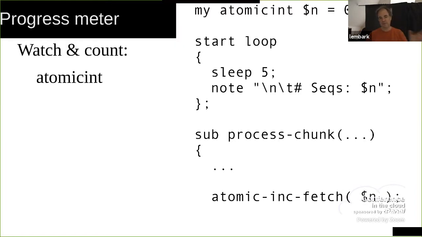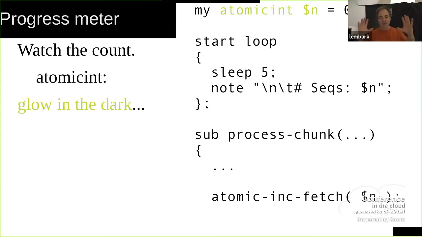So there's another thing that's built into Raku called atomicint, which is amazing. This thing, when you use it, it glows in the dark. If you got a bunch of these going, you look inside the computer, you can see this funny glow. No one believes me. Okay.